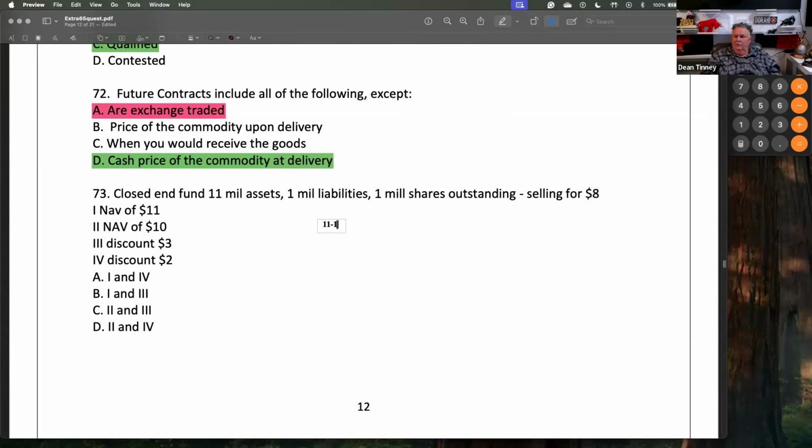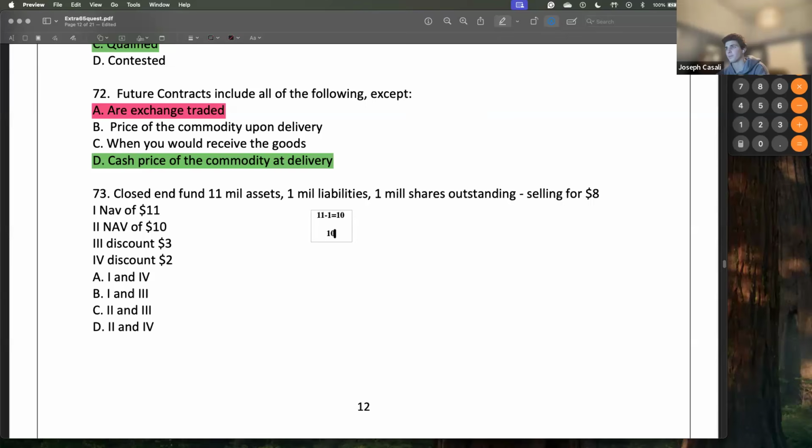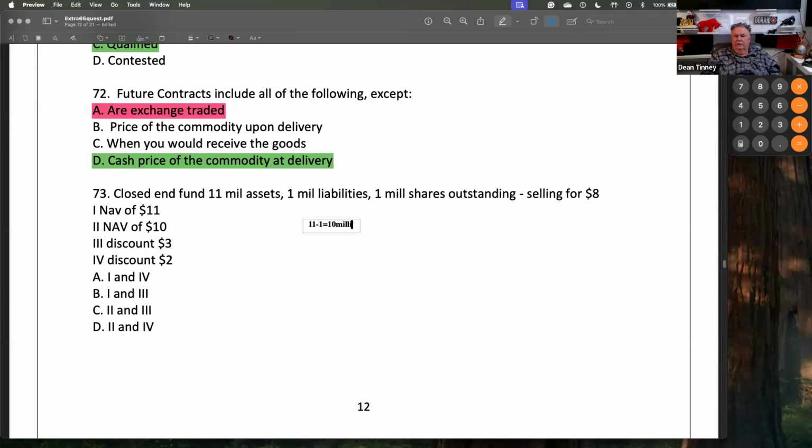It's 2 and 4, so it's 11 minus 1 equals 10 million. You're right. And then divide by the number of shares outstanding. So the net always means subtract. Net assets means after subtracting liabilities, right? So 11 million is the assets. That's the securities in the portfolio. We owe a million, so there's $10 million in net assets. We divide by the million, that's 10. It's selling at 8.